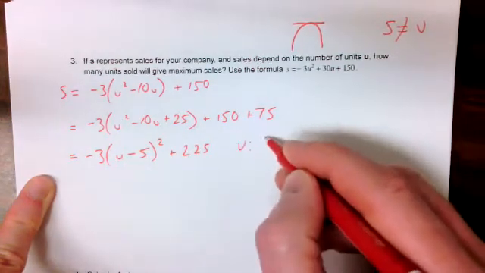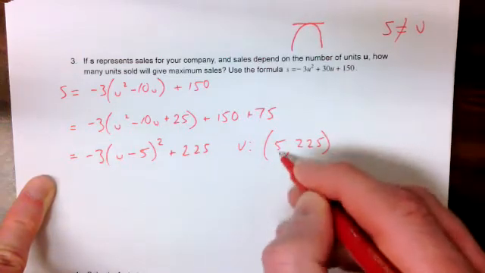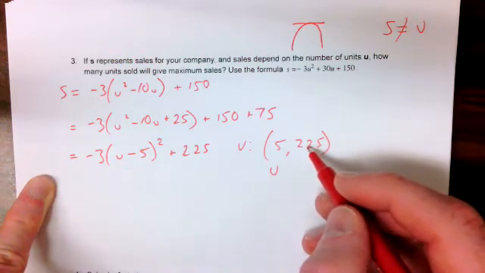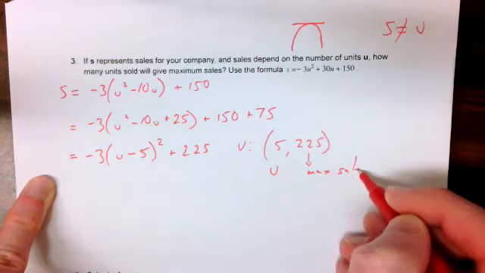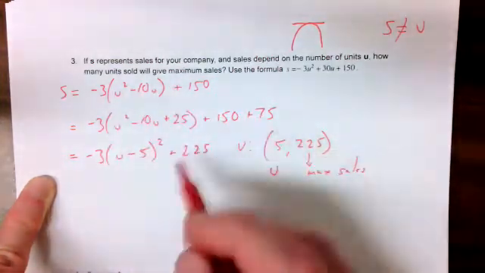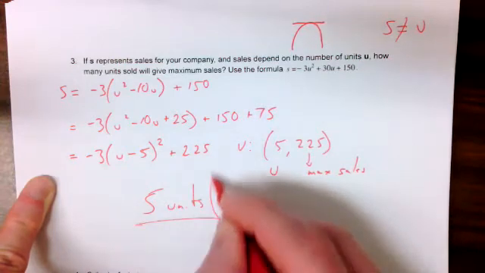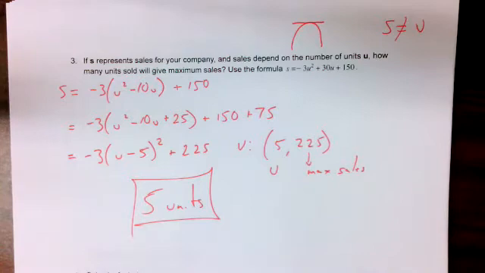Our vertex, my friends, is 5, 225. 5 is the U. This is max sales. So how many units sold will give max sales? 5 units. Sounds like a poor business plan, but whatever. We're not here to judge. We're just here to crunch the numbers.